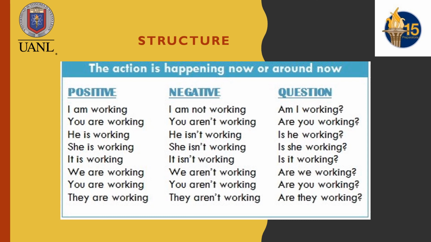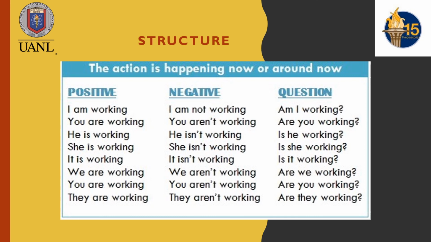You have I am not working, you aren't working or you are not working. He isn't working or he is not working. But remember that with am, you cannot use contraction, right? So you can use it with isn't and aren't only.